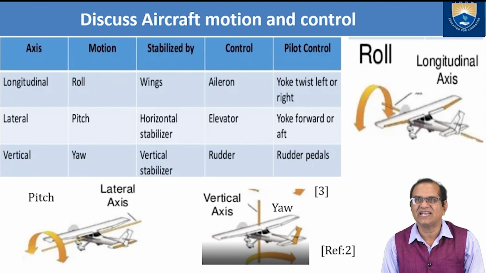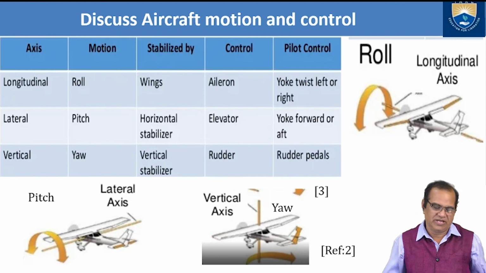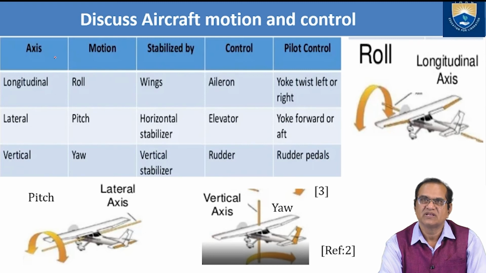Now the discussion on aircraft motion and control. This we can see here that we have the axis, motion stabilized by control, and the pilot control of what control is to be used.